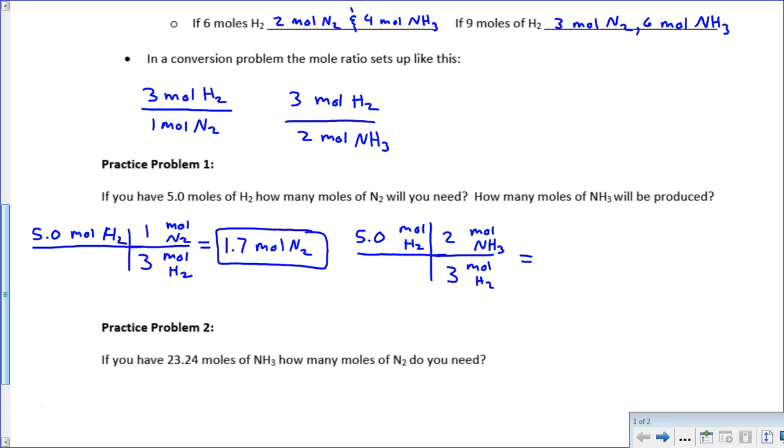So now we end up with 5 times 2 divided by 3. That 5.0 has 2 sig figs. The mole ratio has infinitely many, so we end up with 2 sig figs in our answer again, and it gives us 3.3 moles of NH3.